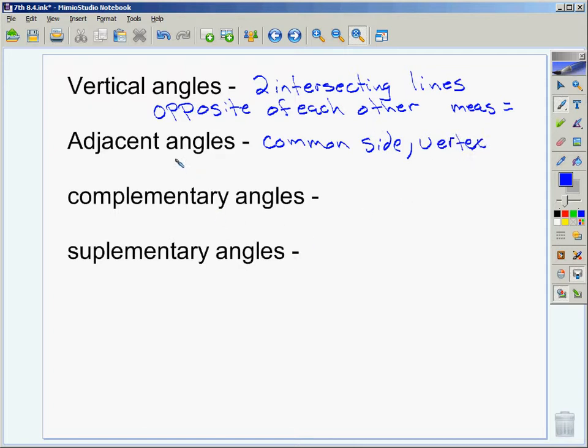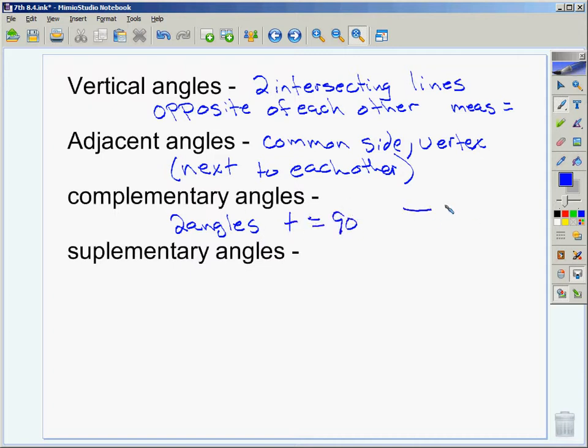Okay? And these will be next to each other. Okay? Complementary. Two angles that add to equal 90. When I see the word complementary, I immediately think blank plus blank equals 90. Two things that are adding up to 90 degrees.